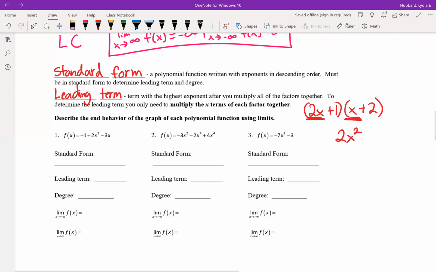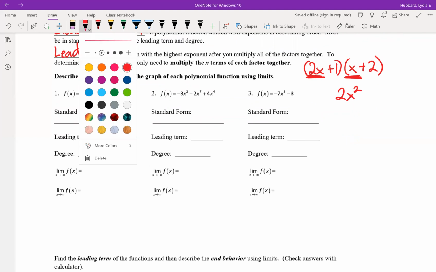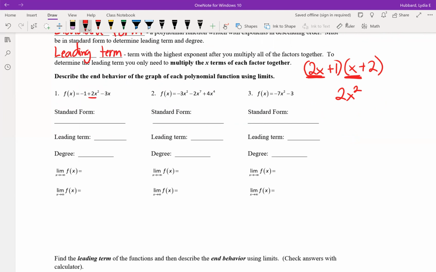Okay, so moving on to number 1, I want to get the standard form of this. So I need to start by rewriting it. I'm going to put the x squared term in first, so 2x squared, making sure those addition or subtraction signs are stuck to them. Then I would take my x term, so minus 3x, and my constant, minus 1. So in this case, that first term, that 2x squared, is going to be my leading term.